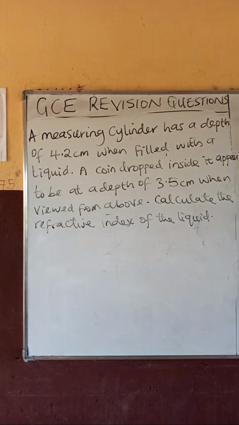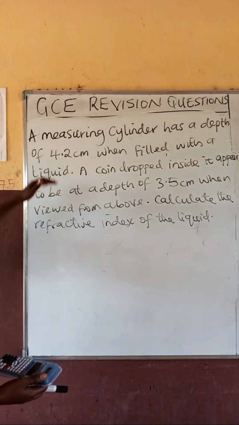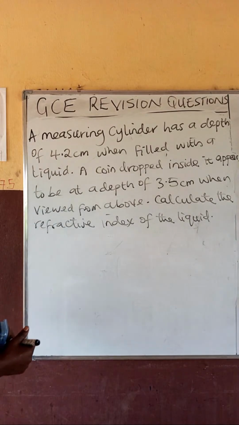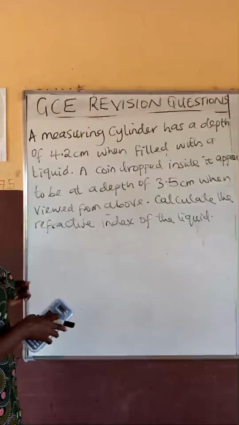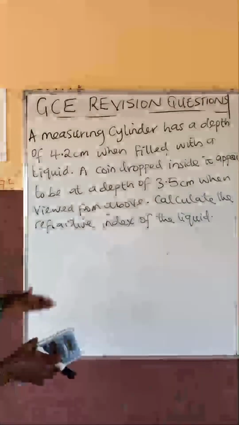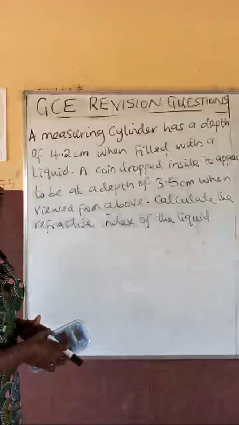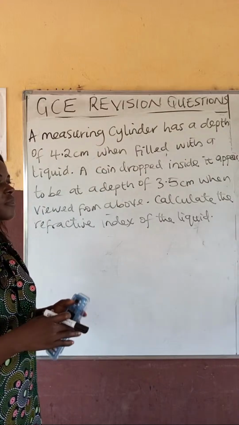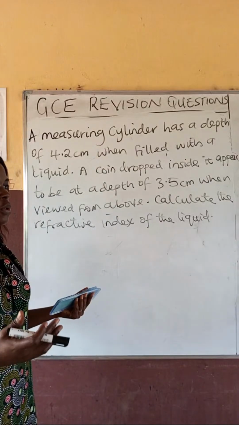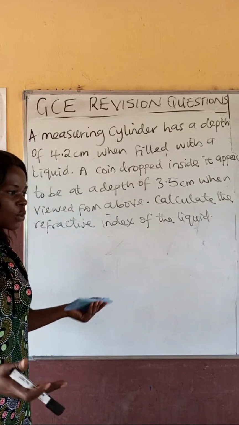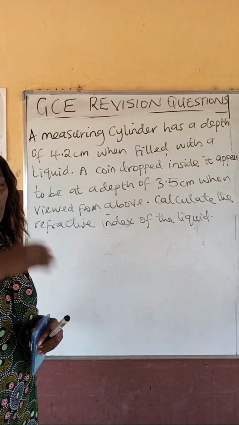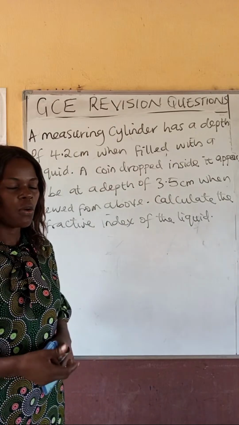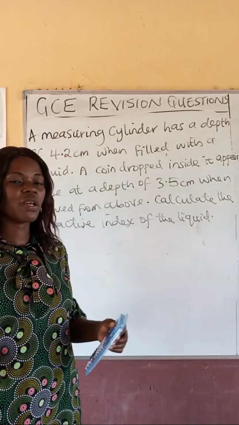So let's solve. A measuring cylinder has a depth of 4.2 centimeter when filled with a liquid. A drop inside it appears to be at a depth of 3.5 when viewed from above. Calculate the refractive index of the liquid. There's one thing you must understand. When a value is given as that when viewed, viewed is associated with your eyes. It's no longer the real depth, it is the apparent depth. Whatever you view is the apparent depth, no longer the real depth.